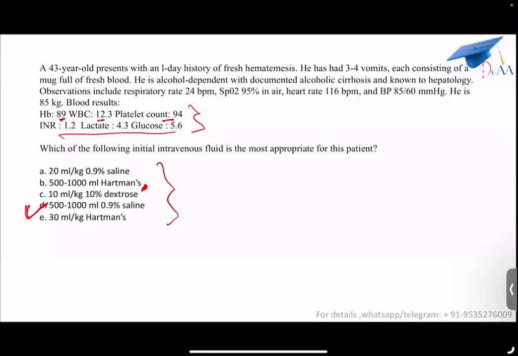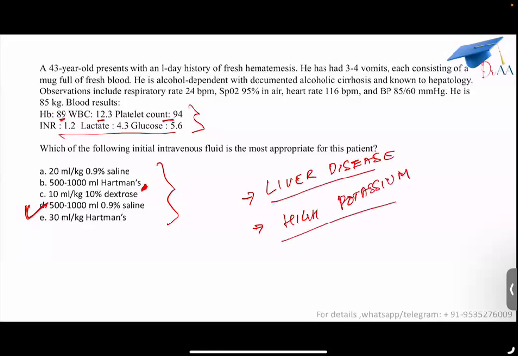Why are you worried in this case that potassium will be increased? Also, liver disease. The contraindication to giving Hartmann's fluid is whenever there is a liver disease; we usually don't prefer giving Hartmann's fluid. We also don't give it whenever we are suspecting high potassium levels. Other than these two conditions, wherever you are doing fluid resuscitation, Hartmann's is the preferred one, more preferred than the saline.